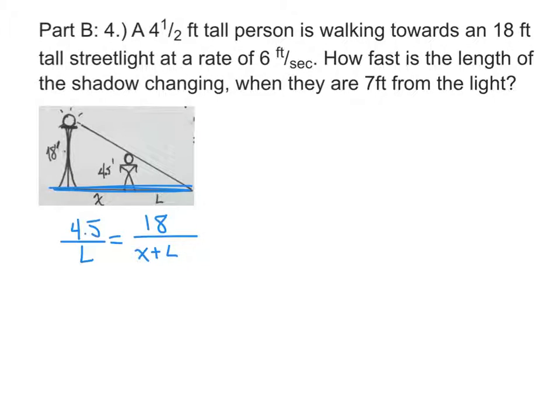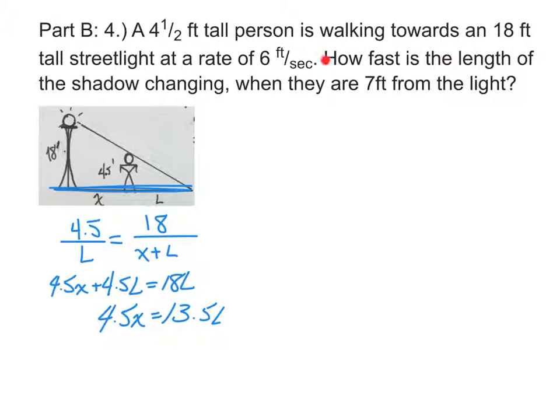Anyway, a little cross multiplying gives us 4.5X plus 4.5L is equal to 18L. Get all the L's on one side, and we have 4.5X is equal to 13.5L.